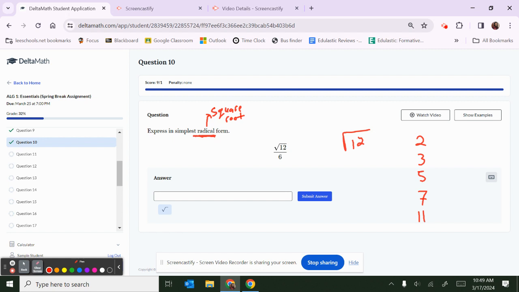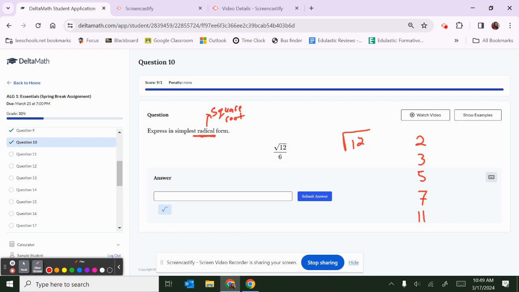1 is not a prime number because 1 is itself, so it cannot be divided by itself and 1. The next prime number after 11 would be 13, then 17, then 19, and so on. They're not all odd numbers because, as you can see, 2 is not an odd number.